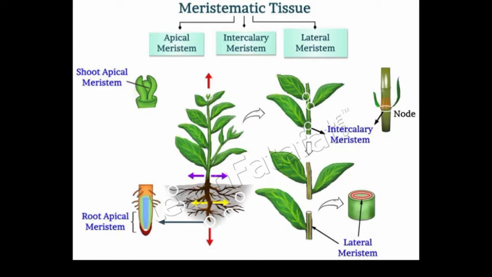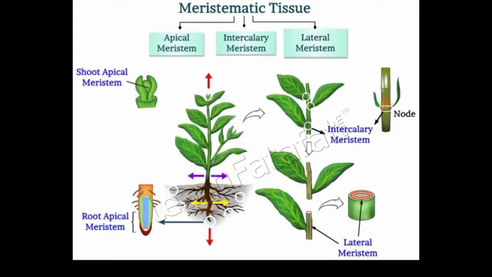Now secondary meristematic tissue is formed from permanent tissue, and it has cells derived from permanent tissue. As we said, primary meristematic tissue is derived from the meristem of the embryo, but secondary meristematic tissue is derived from permanent tissue. In secondary meristematic tissue, they add to the diameter of a plant.